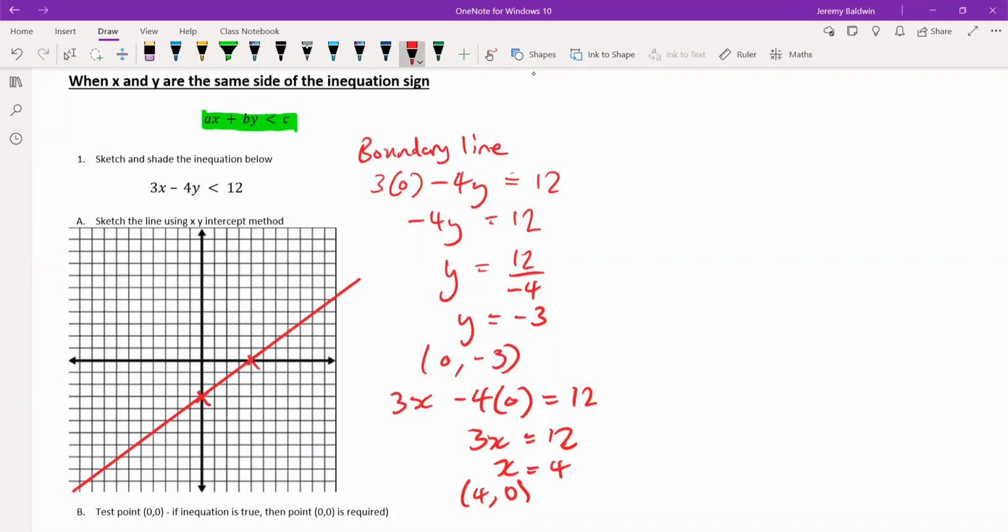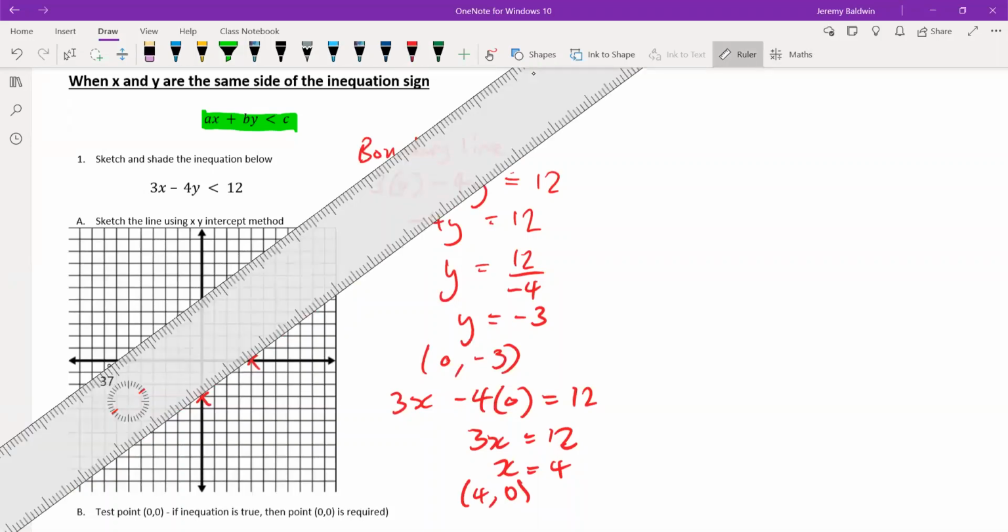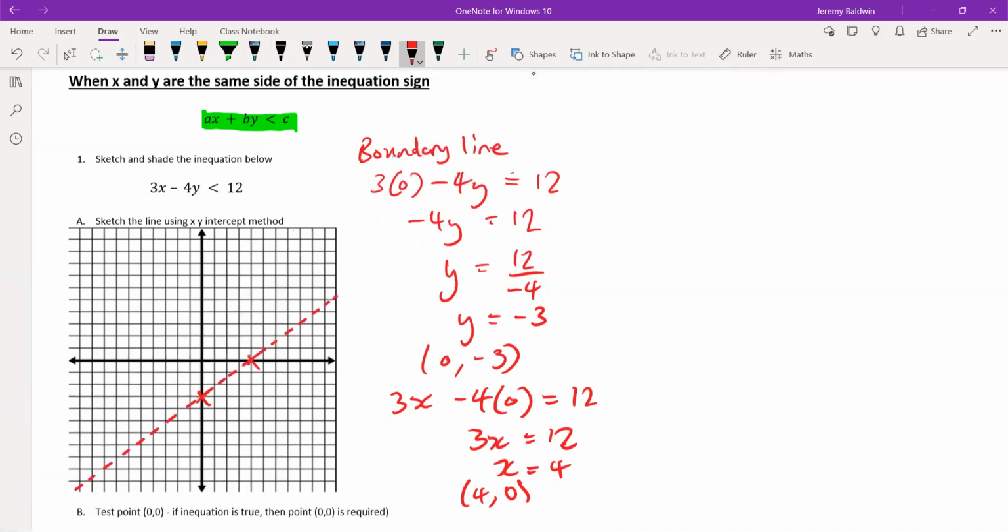Now, I should have done a dashed line there. I've just realized, so I'm going to do that again. Just remind yourself, the dashed line is used when it's a greater than symbol. And I think in the example above, I probably should have done the dashed line as well, just on reflection. So there's your dashed line. That's because of the greater than, so it doesn't include the boundary line.